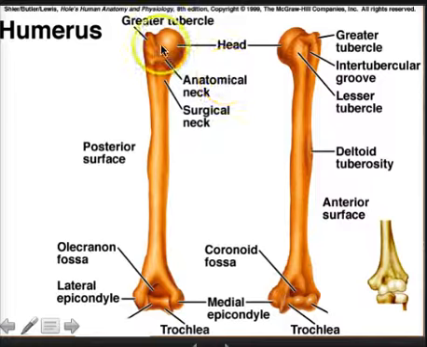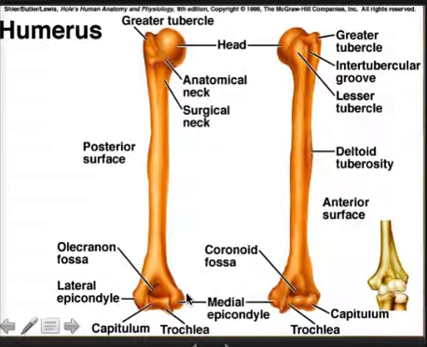You can also see the head will lead into the neck, just like our head would lead into our neck. And here is also called the surgical neck. On the posterior surface, you will see an olecranon fossa. Remember, a fossa is going to be an indent. Olecranon stands for elbow.